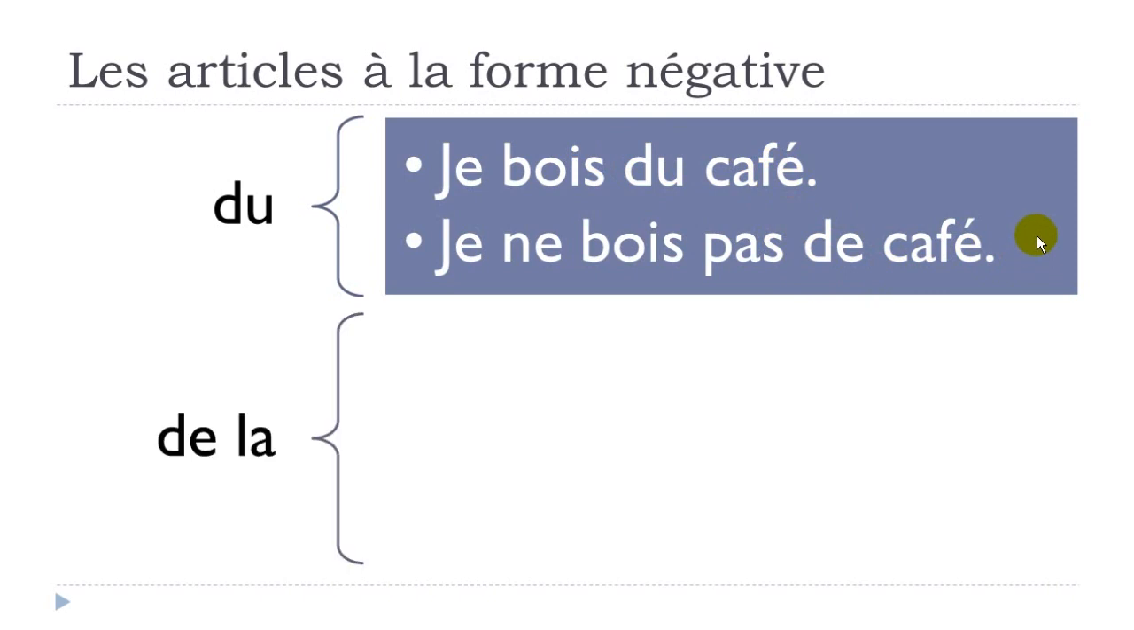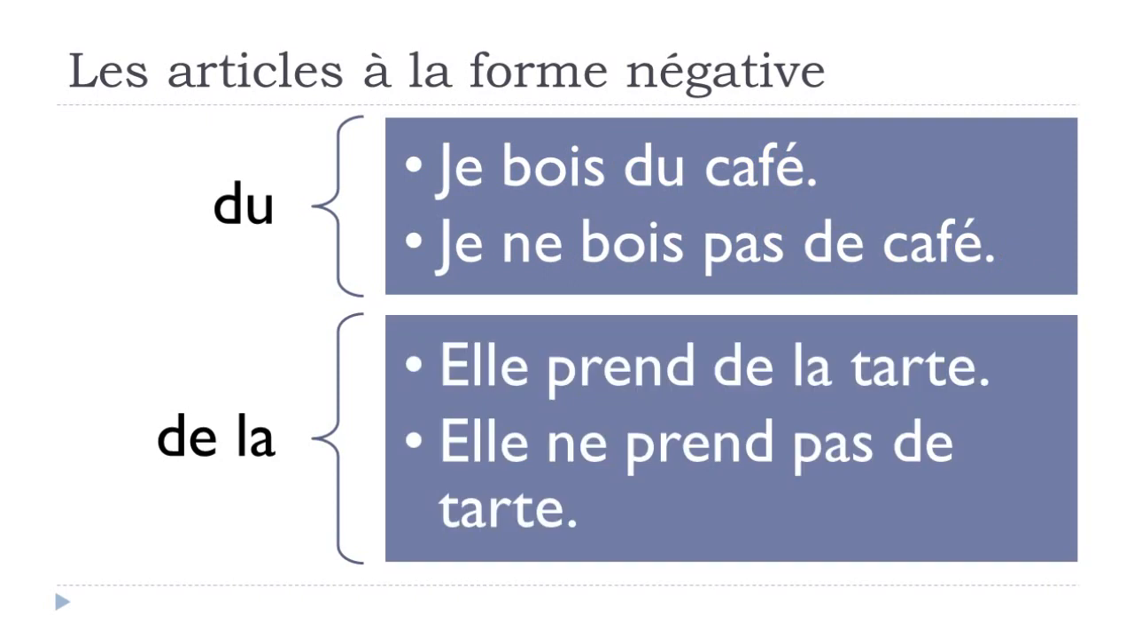Second example, de la, okay, so it's for the feminine form. Elle prend, prendre is to take, de la tarte. Tarte is pie. Some, okay, would be this de la tarte. Negative form, elle ne prend pas de tarte. So you can see that this de la will become de at the negative form.